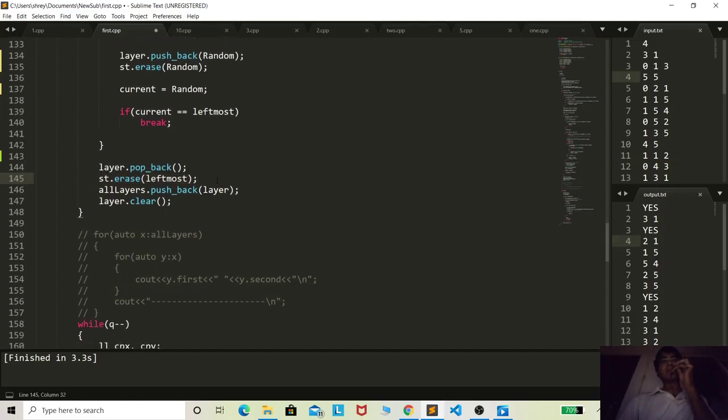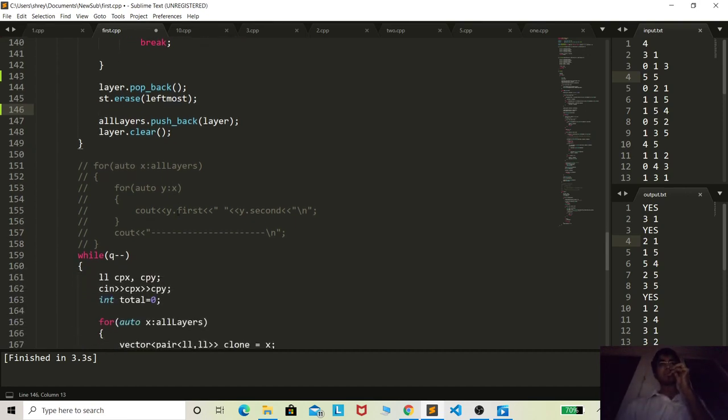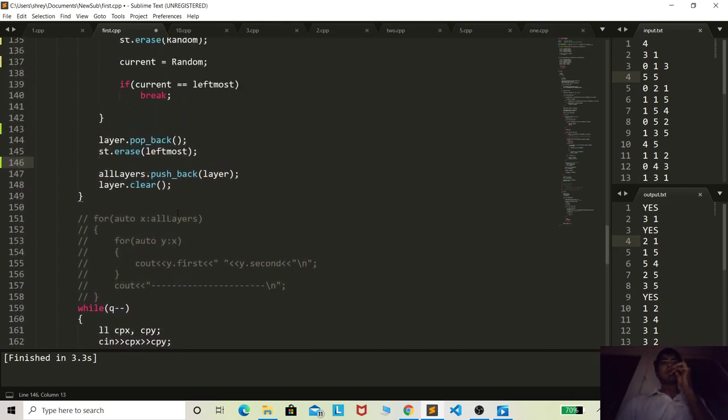So we push back the layer, in all layers, to store all the individual layers. So we push back the layer, and now we just empty the layer vector. So now it's time for query.